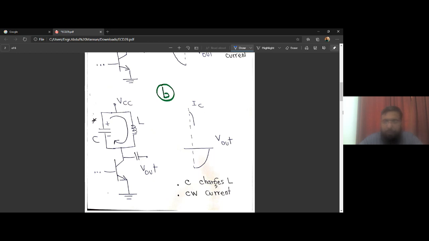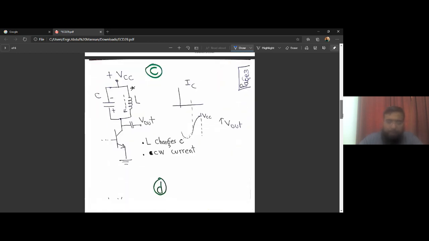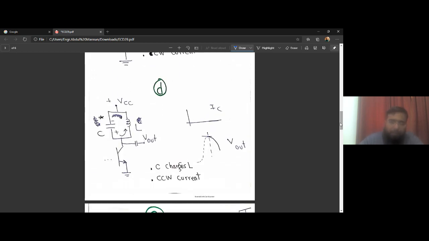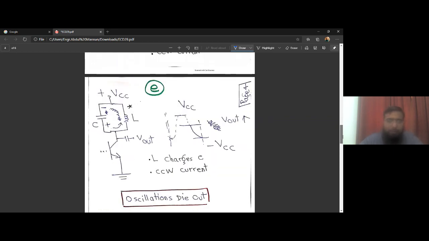And then in the third step, the inductor is charged, and now it will discharge itself and will charge the capacitor. The direction of current remains the same, and the output voltage will rise to a value around VCC. In the fourth step, the capacitor is charged, but in opposite polarity, it will discharge itself through the inductor, and the current will be counterclockwise. The output voltage will go down like this. And in the last step, the inductor charged in this way charges the capacitor, and the current is again counterclockwise.